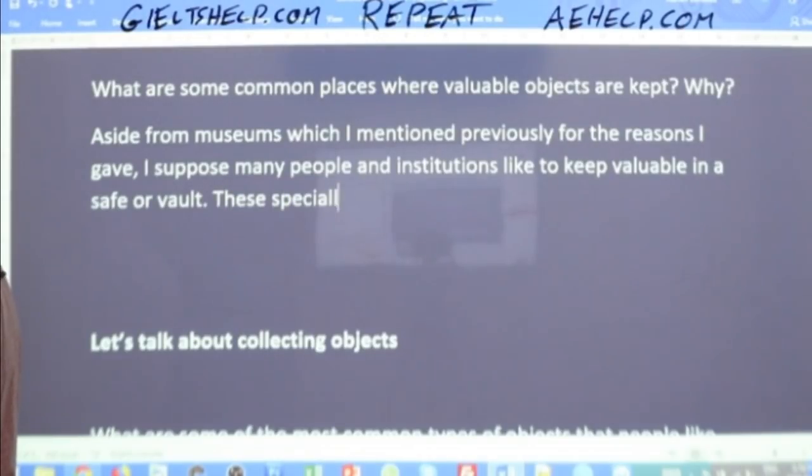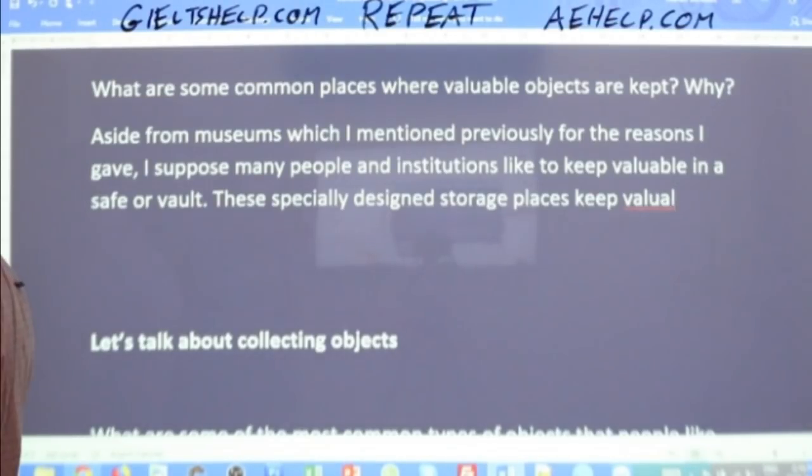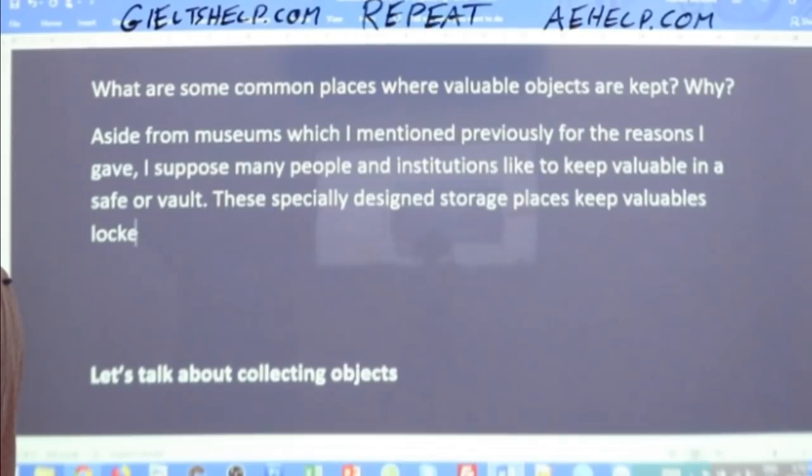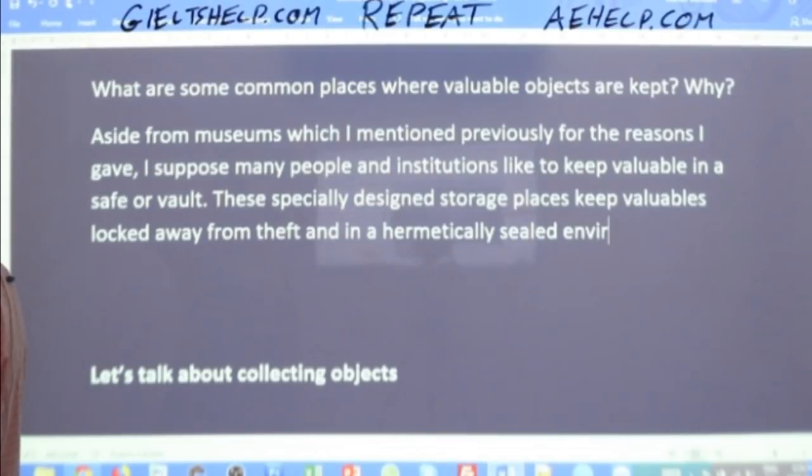These specially designed storage places keep valuables locked away from theft and in a hermetically sealed environment.